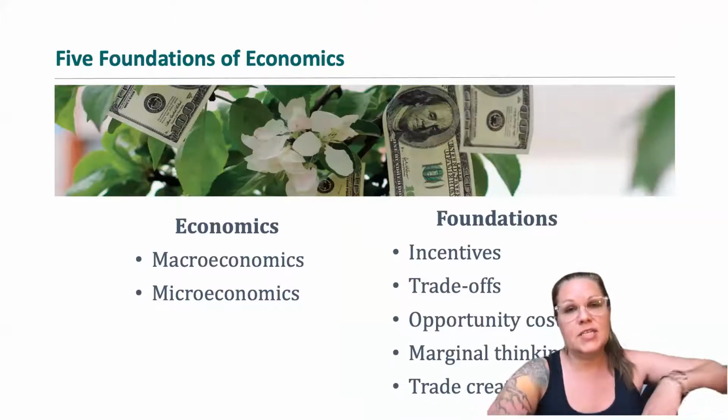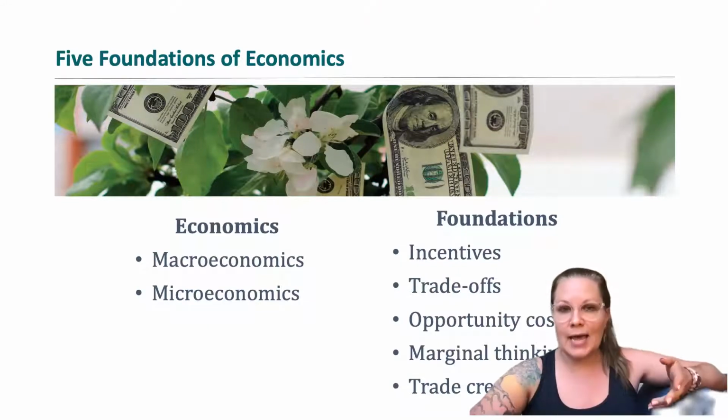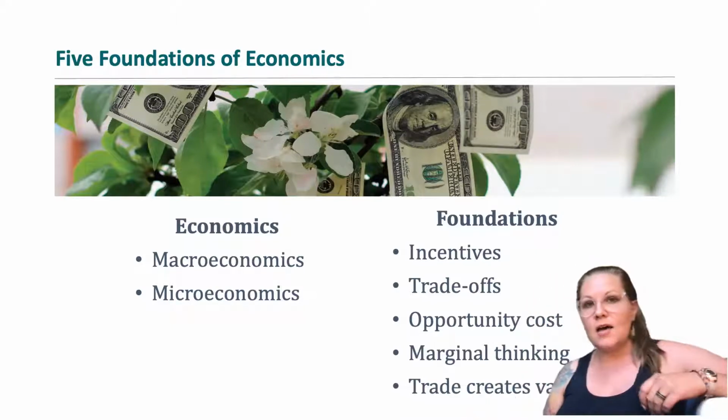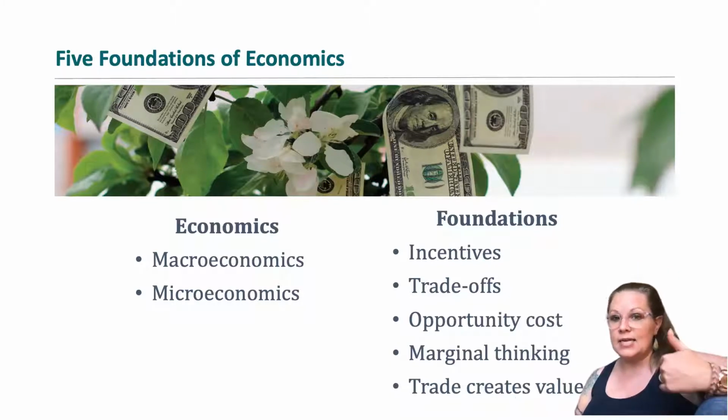Economics is traditionally split into 2 subcategories, macroeconomics and microeconomics. Both of those subcategories share the same 5 foundations of economic decision-making. They are incentives, trade-offs, opportunity cost, marginal thinking, and trade.